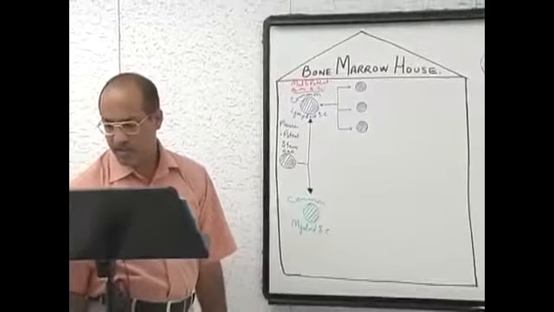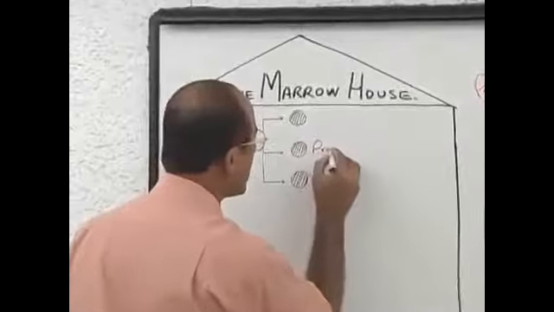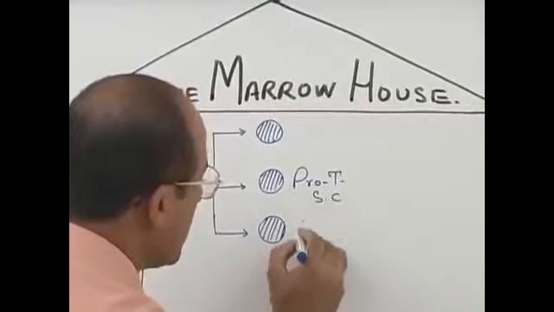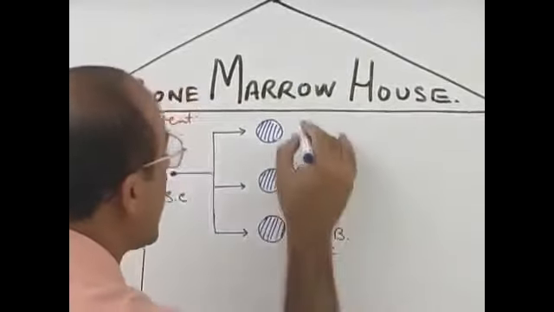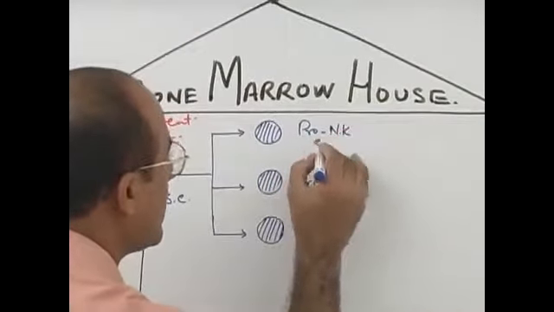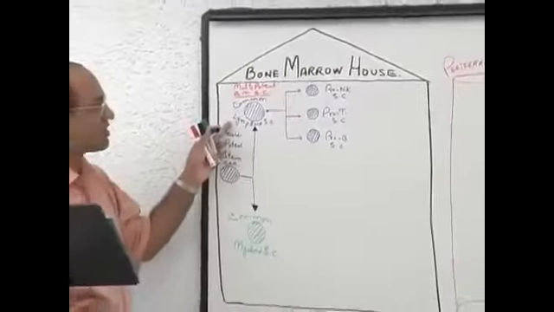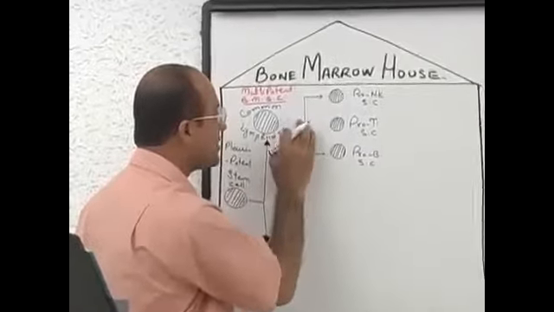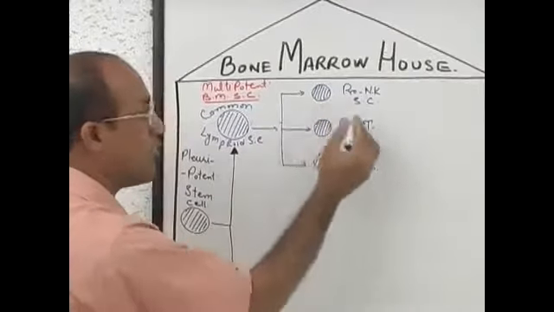These committed stem cells are the pro-T stem cell, this is the pro-B stem cell, and here it is the pro-natural killer stem cell. So now what has happened is that the common lymphoid stem cell has divided into three types of stem cells, and these stem cells are not pluripotent.